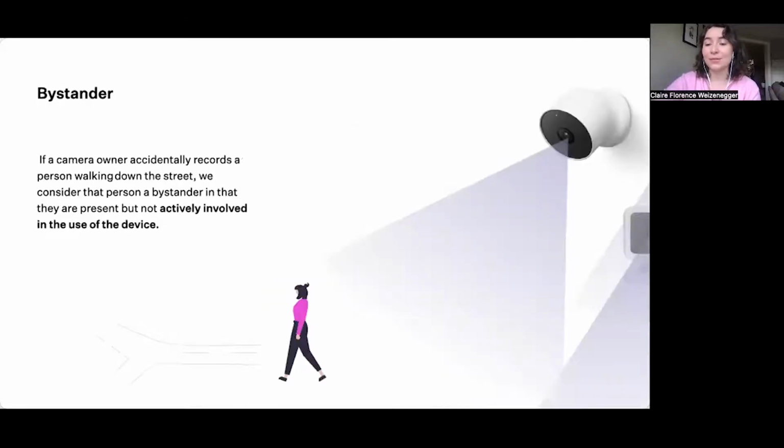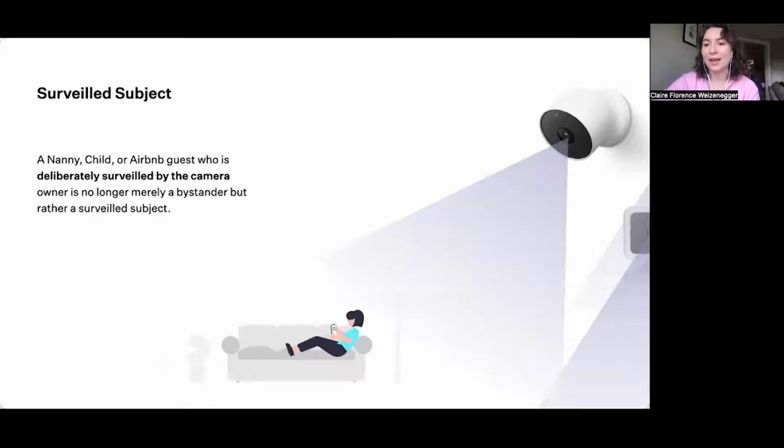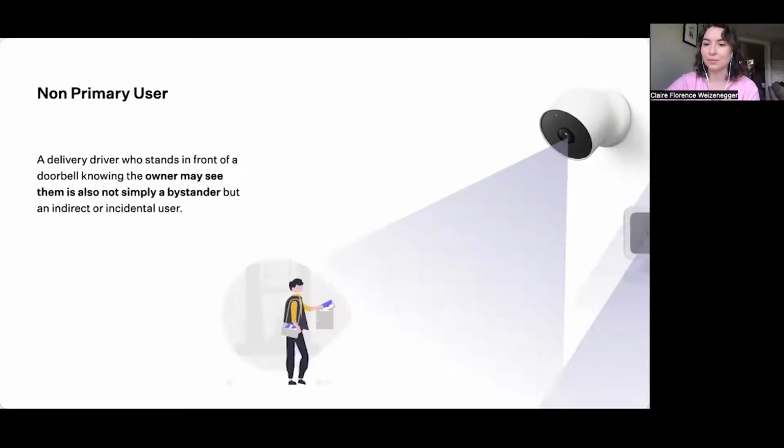As a bystander, we understand the person that accidentally is being recorded while, for example, walking down the street. However, a nanny, child, or Airbnb guest who is deliberately surveilled by the camera owner is no longer merely a bystander, but rather a surveilled subject.